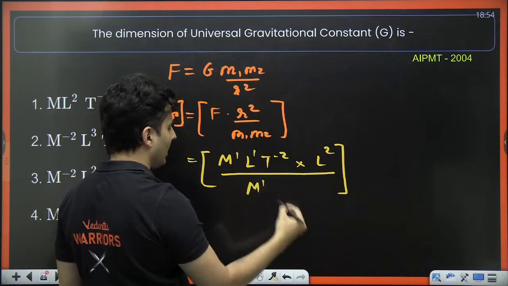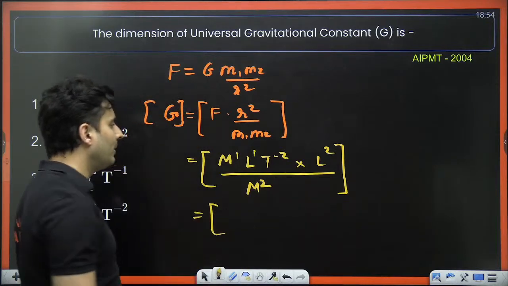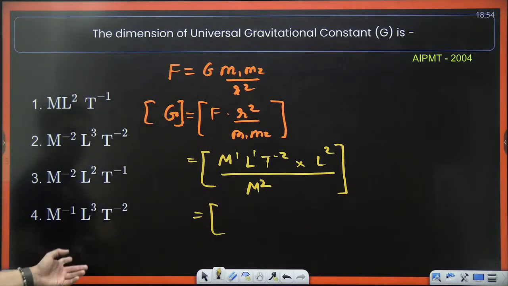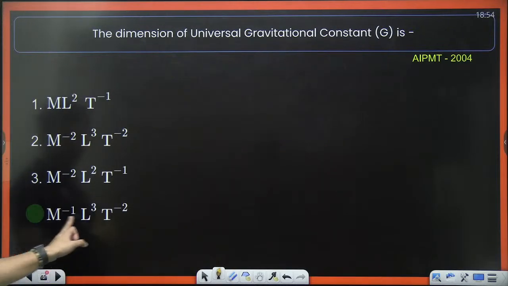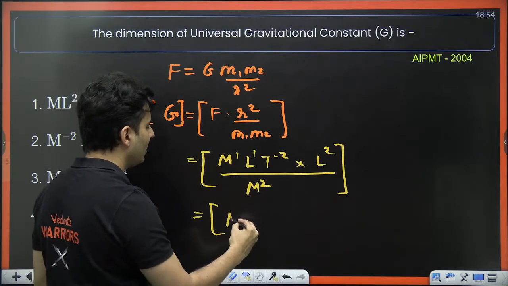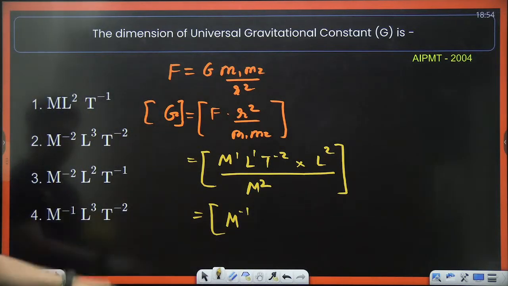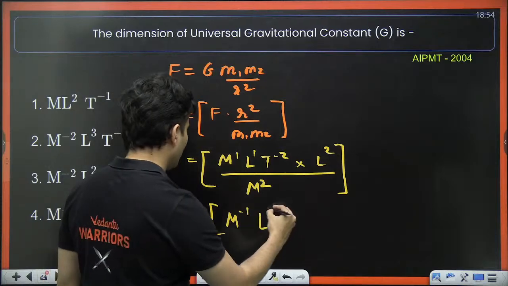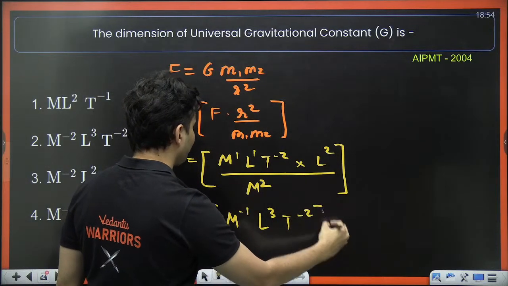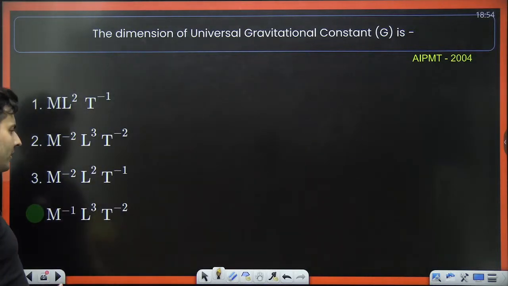So M raised to 1, M raised to 1, it will become just M raised to 2 in the denominator. Check it out, everybody. So M's power will be -1. Automatically I will choose D option just by looking at only the dimension of M. Even if I don't calculate the others, this should be true. So it will be M raised to -1, L cube, T raised to minus 2. L1 into L square is L cube, T raised to minus 2 as it is. So that's option number D for doctor.